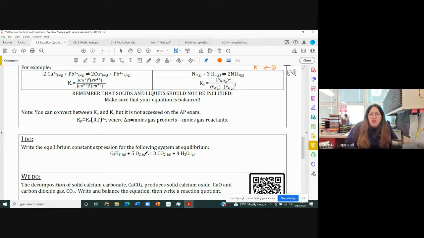Q is reaction quotient. That's hard to say. All right. You can convert between KP and KC. You don't have to on the AP exam, but you may need this at some point in college. So we just mention it in case you keep your notes for college.